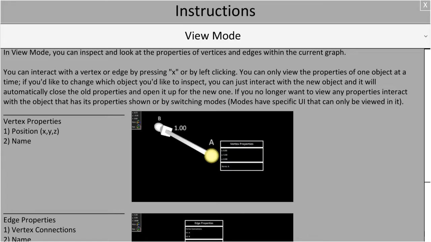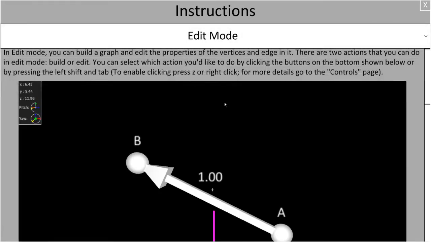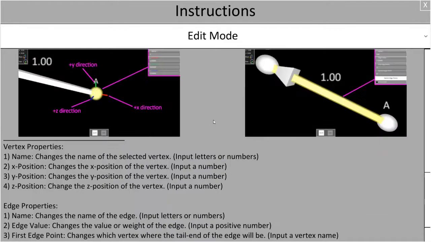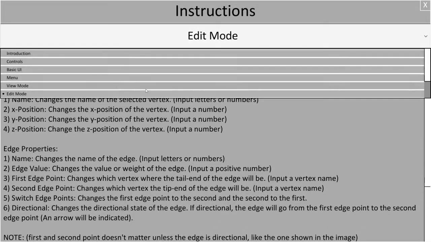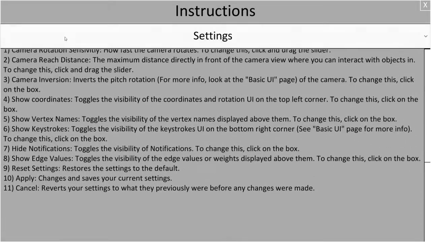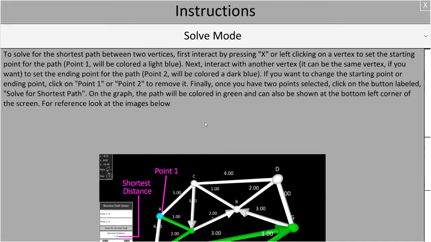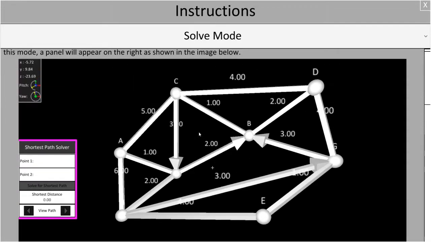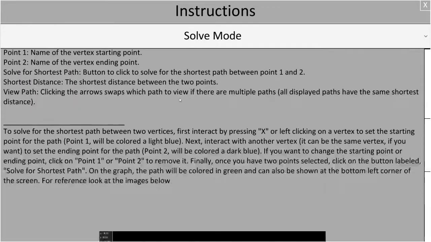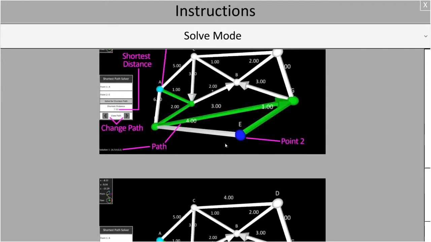Okay, just looking at some stuff. You have the view mode, then we also have the edit mode, the properties about it, some random labels, what stuff does. Whoops, that's the settings, and what they do is pretty self-explanatory. We have the solve mode, which is actually rather important. It's the main point of this program. Of course, it's a pretty big deal.